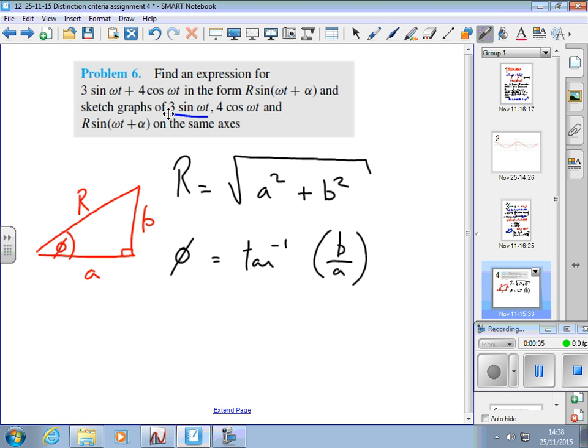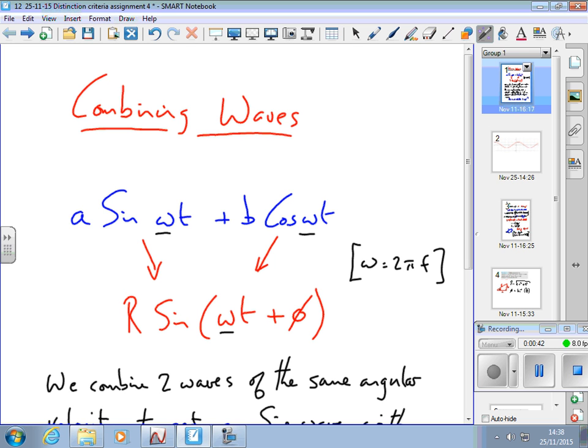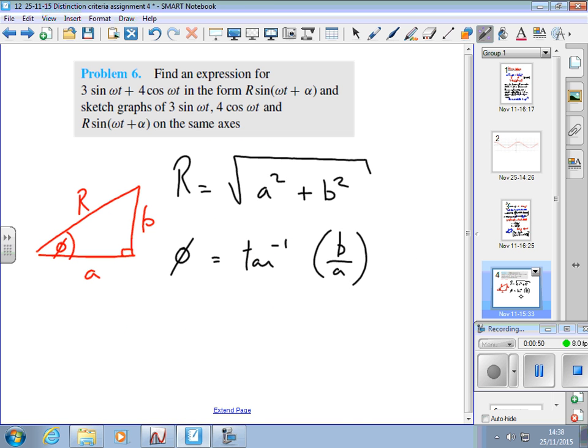3 sine omega t, 4 cos omega t. So if we look back to the slide here, then A is the number in front of the sine part of the formula, and B is the number in front of the cosine. So looking at our problem here, we can say that A is 3 and B is 4. And then we can use Pythagoras and tan to the minus 1 to work out what they are. So I'll just pause this while you work out what r and phi are.